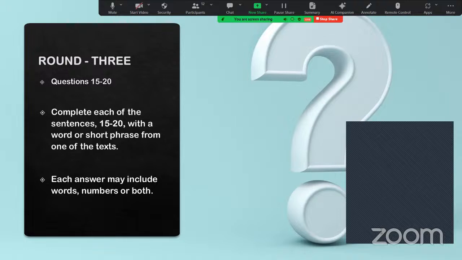Now we are going to the next, that is questions 15 to 20. Here also it is the same. Next is 15 to 20 questions. Now we are going to do.